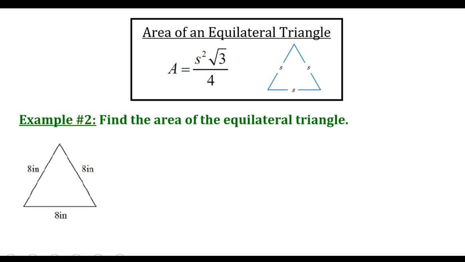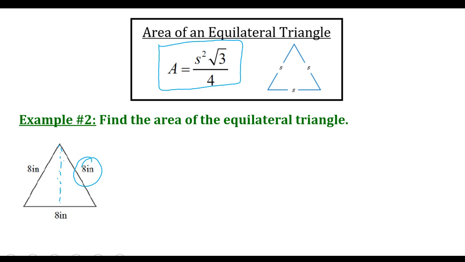Area of an equilateral triangle. A little different than a normal triangle because all they give you is just the sides. They don't give you the height right here, right? So we can't use base times height divided by 2. So we're going to have to use this equation here, right?